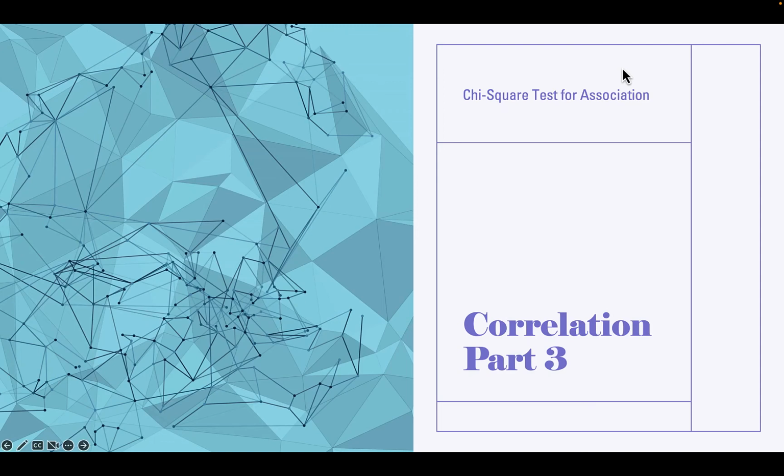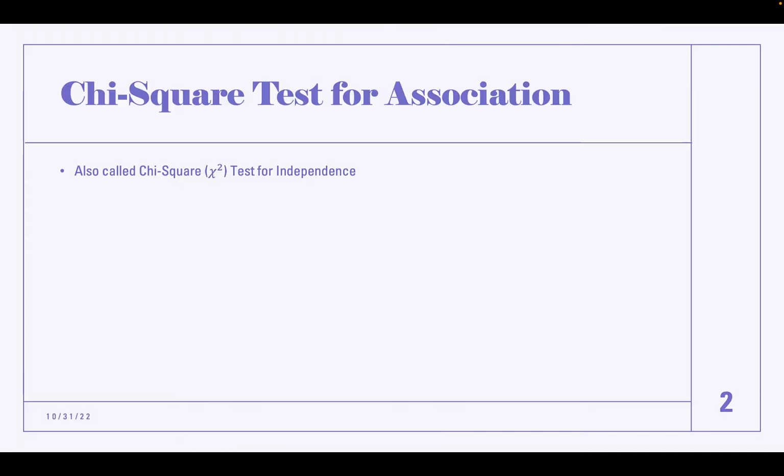Okay, welcome to part 3 of correlation, and this time we're going to be talking about the chi-square test for association. It's also sometimes referred to as the chi-square test for independence. So just as you use different software, just know that we can use either name.